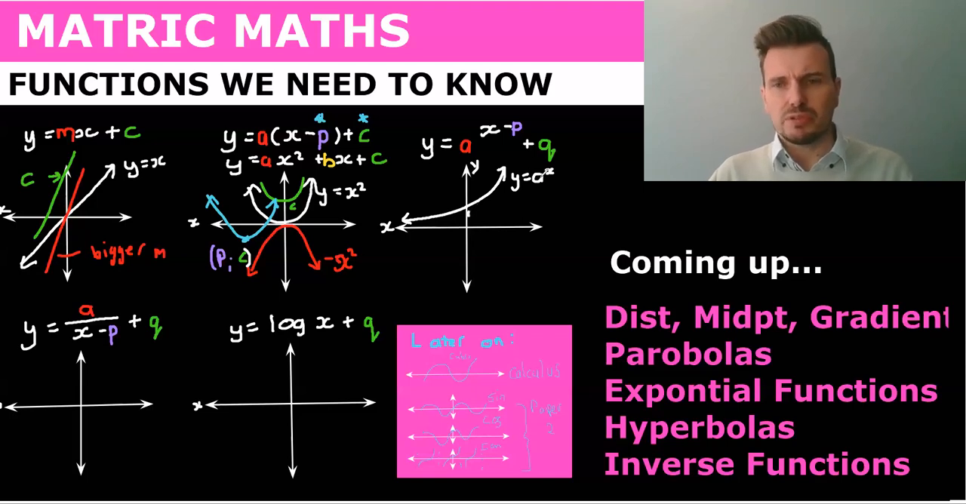Now, what does q do? q will shift it up. So like c, everything in green you can see is an upward shift. And this is no exception. So this would be y equals a to the x plus q, where this point here was q. And the a just changes again the slope.